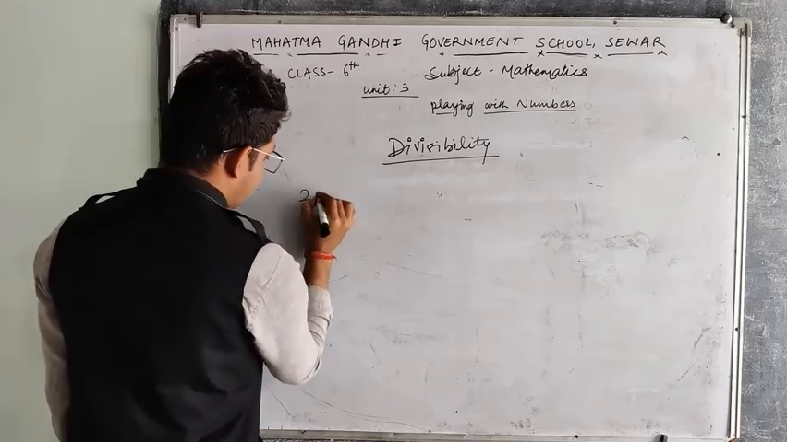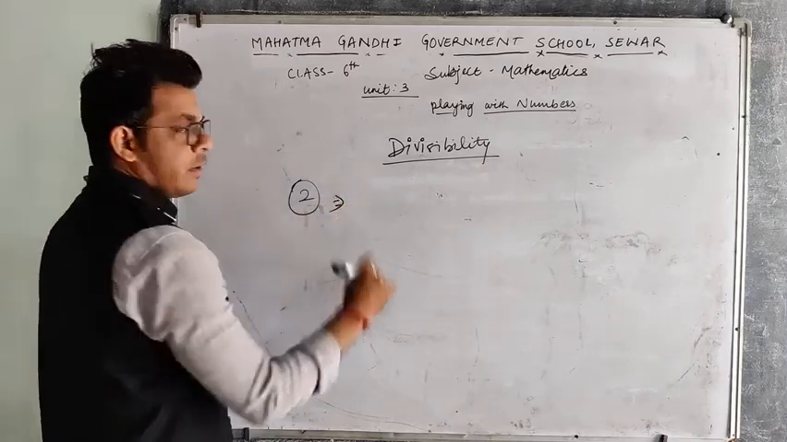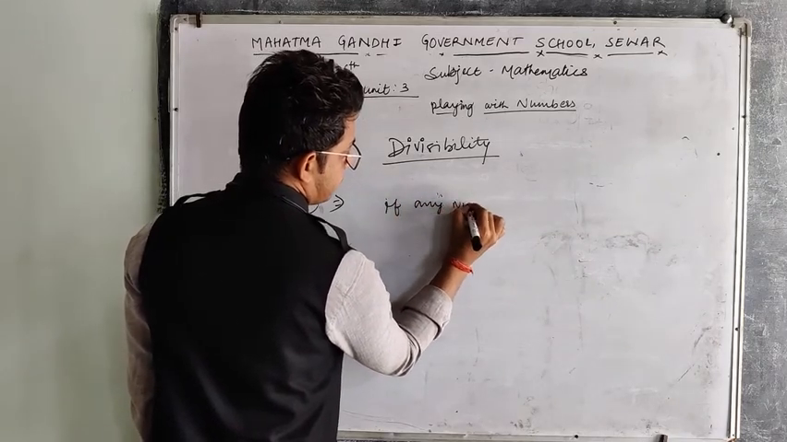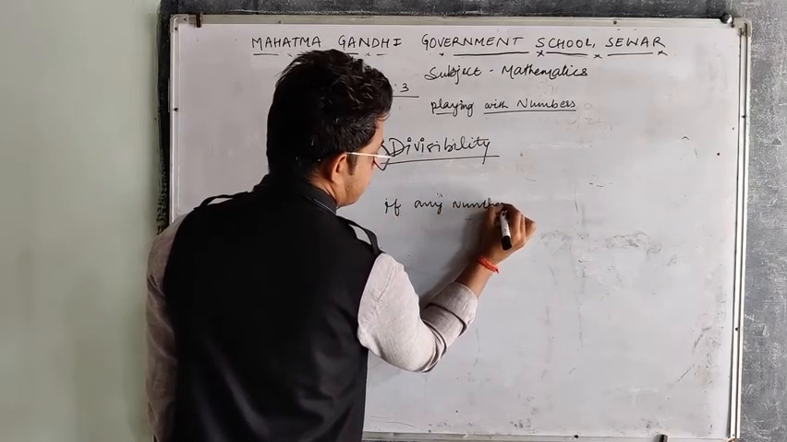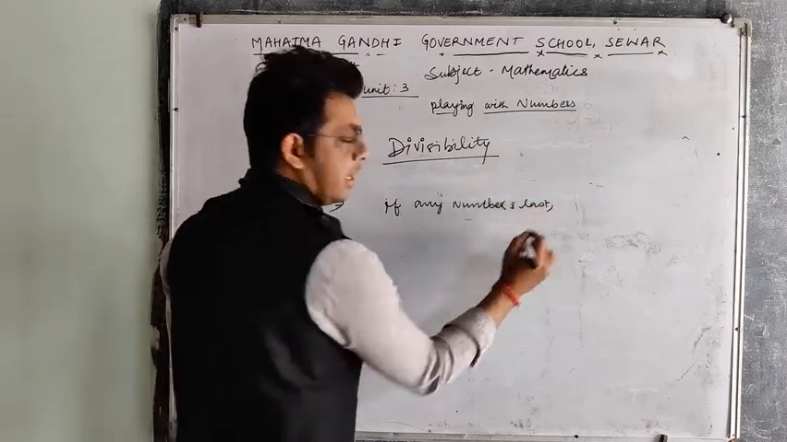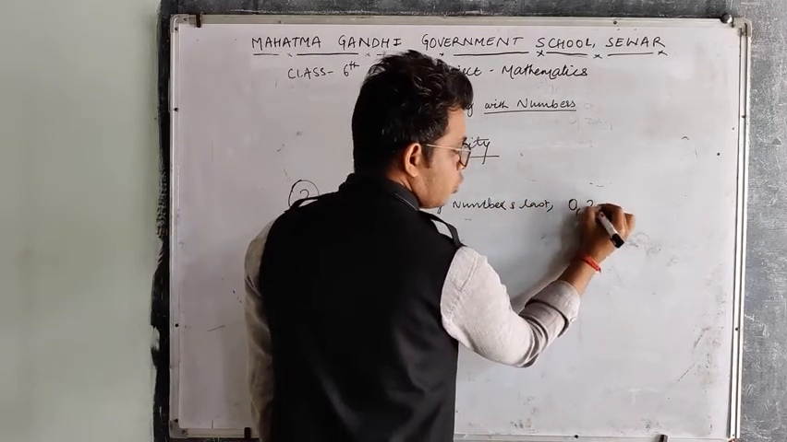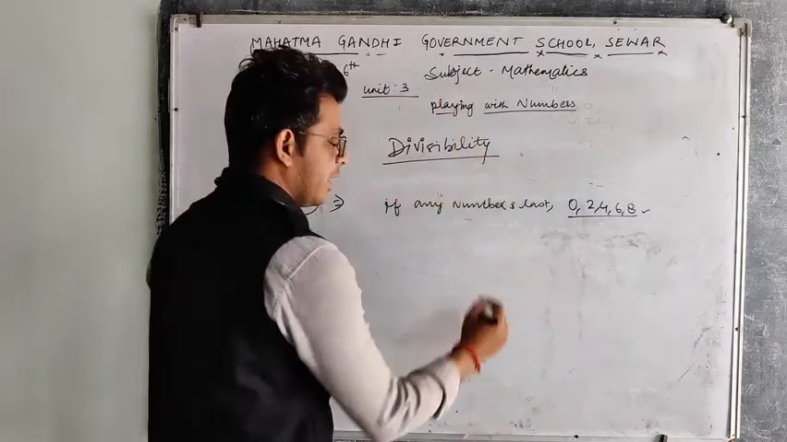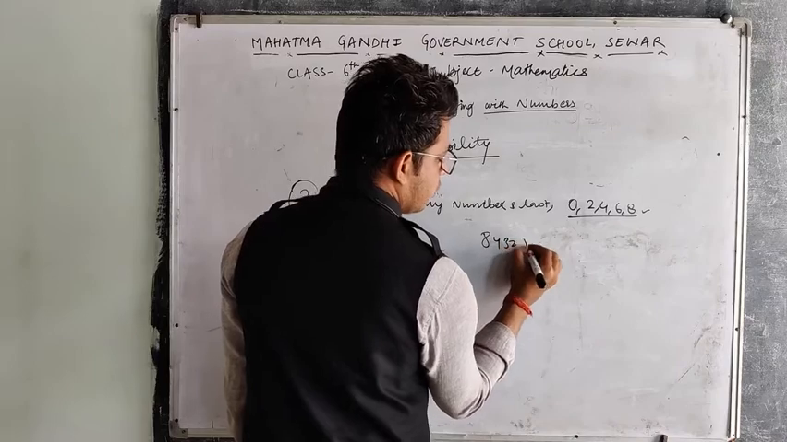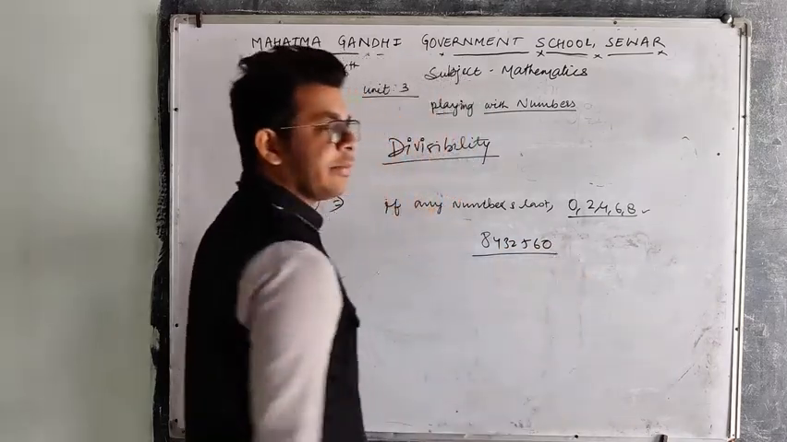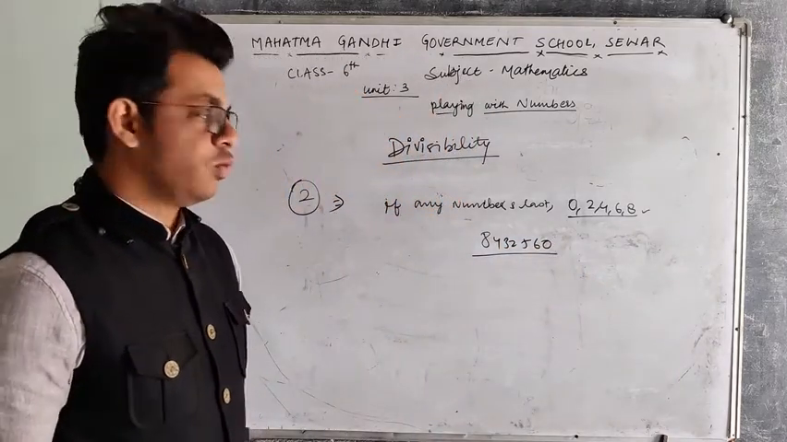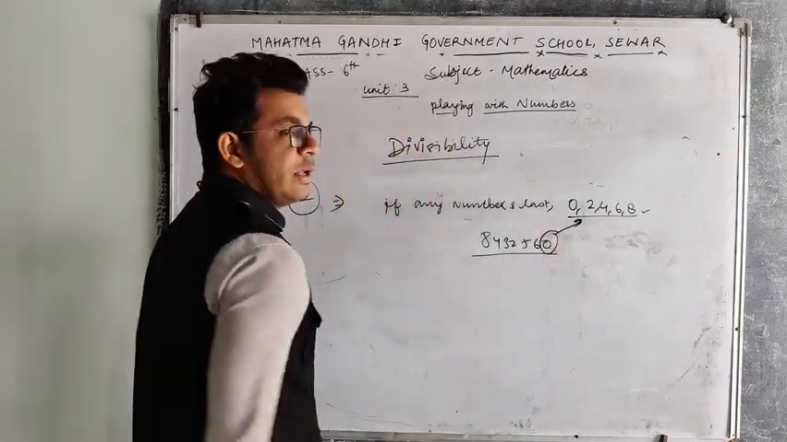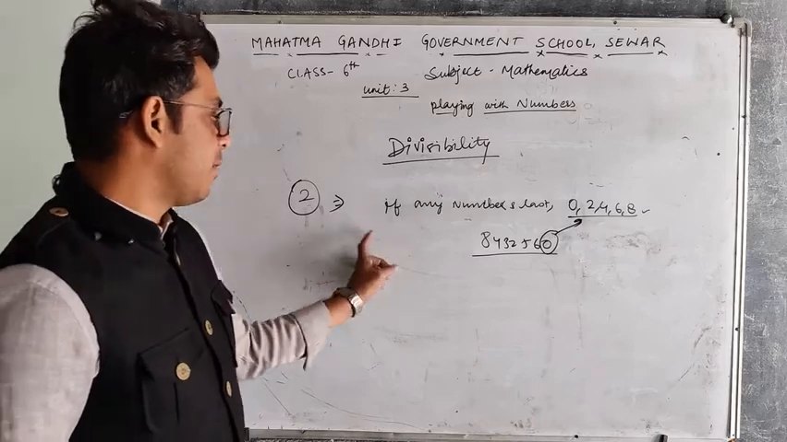Let's talk about 2. If any number has last digit either 0, 2, 4, 6 or 8. If I write 8, 4, 3, 2, 5, 6, 0, it will be completely divisible by 2 because any of these digits present here will make the number completely divisible by 2.